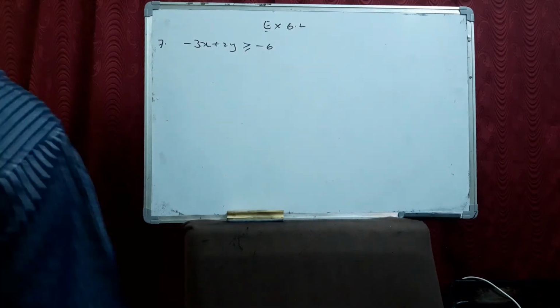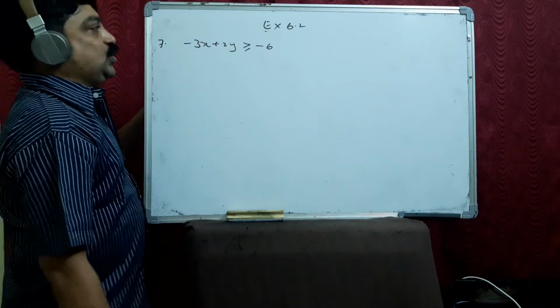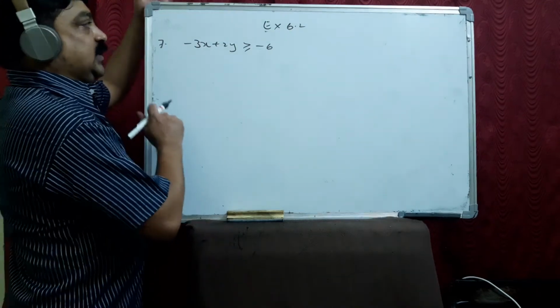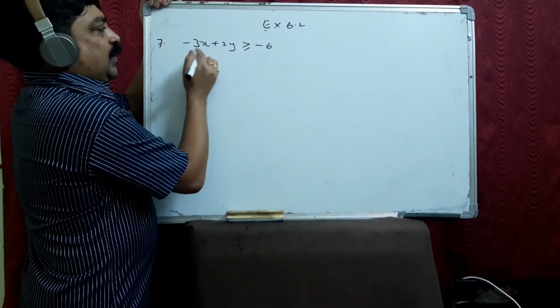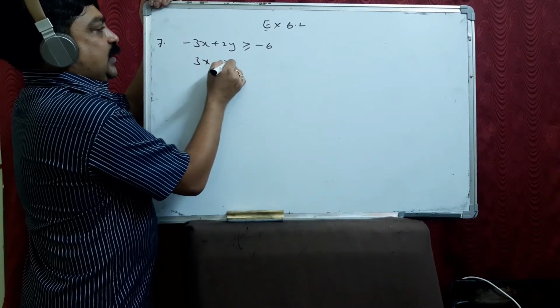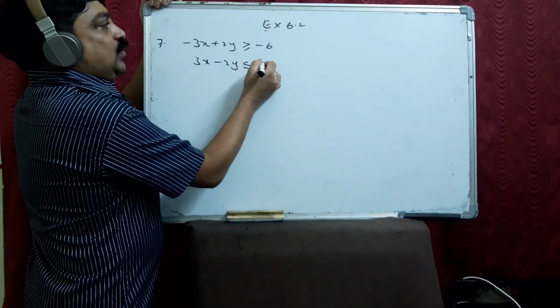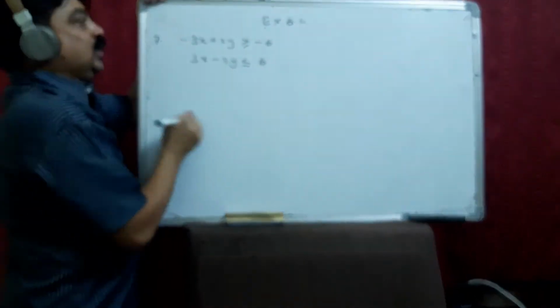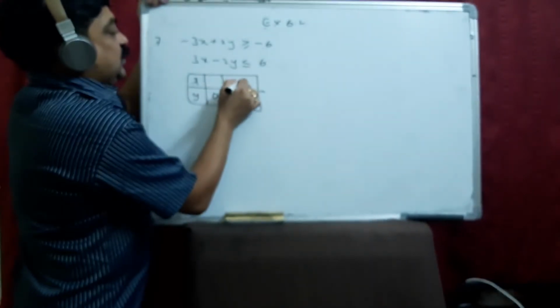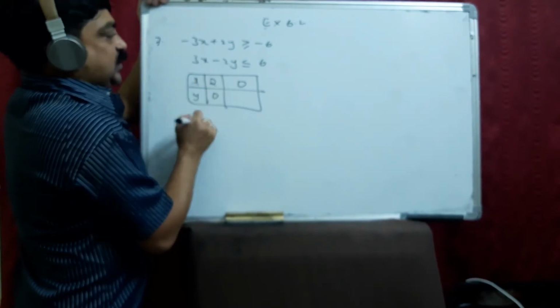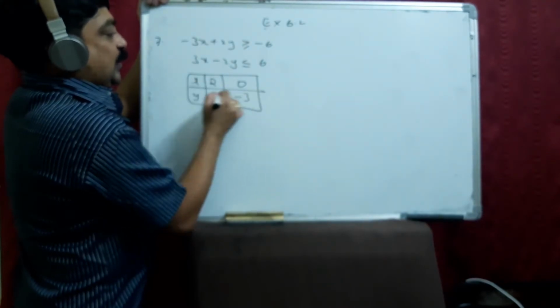Now see the seventh problem. Minus 3x plus 2y greater than or equal to minus 6. That means let us multiply with minus. It doesn't look good. 3x minus 2y less than or equal to 6. It looks good. So let us take a box. x, y, 0, 0. When y is 0, x is 2. When x is 0, y is minus 3.